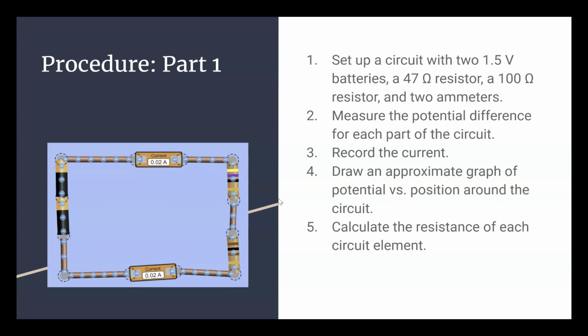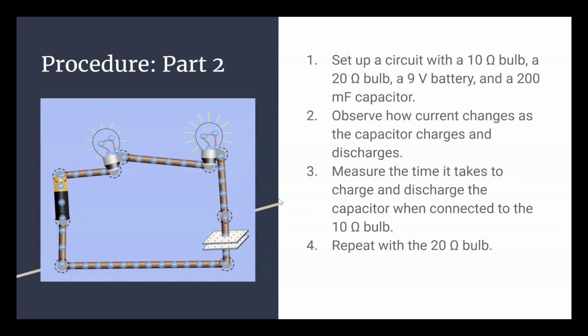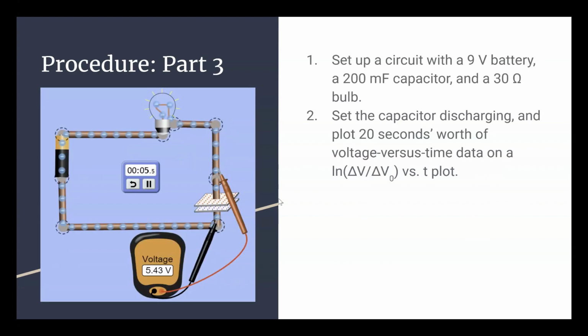So there were three main parts to this lab. Firstly, we set up a circuit to see the loop rule in action. We measured the voltage across each circuit element in the loop and then made a potential versus position graph. The second experiment involved a different circuit with a capacitor, in which the time it took to charge and discharge the capacitor was measured. The last experiment involved making a linear plot of the voltage of a capacitor against time while discharging a capacitor.